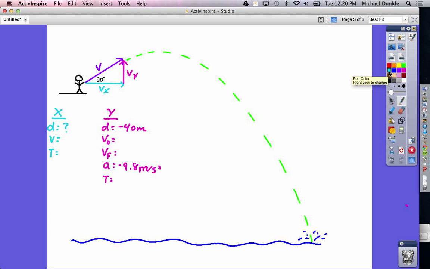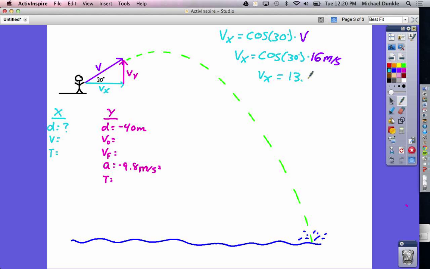So first thing, we're going to look at the velocity in the x direction. That's the adjacent side of this triangle. So our equation would look like this. Velocity in the x direction equals the cosine of the angle, which is 30 degrees, multiplied by the velocity that the rock was thrown. When we plug in our numbers, the velocity in the x is going to be cosine of 30 degrees multiplied by 16 meters per second. And our calculator should tell us that that's a speed of 13.86 meters per second.